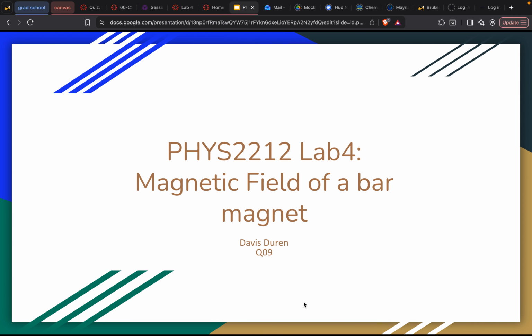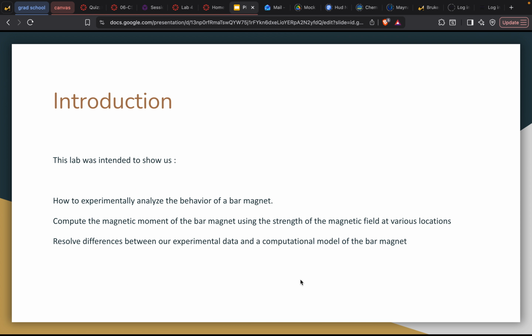Which is the magnetic field of a bar magnet. So this lab was intended to show us how to analyze the behavior of a bar magnet, how to compute the magnetic moment of the bar magnet using the strength of the magnetic field at various locations, like 45 degrees to it, parallel and orthogonal to it, as well as to explain possible plausible reasons for differences between our experimental data and a computational model of the bar magnet.